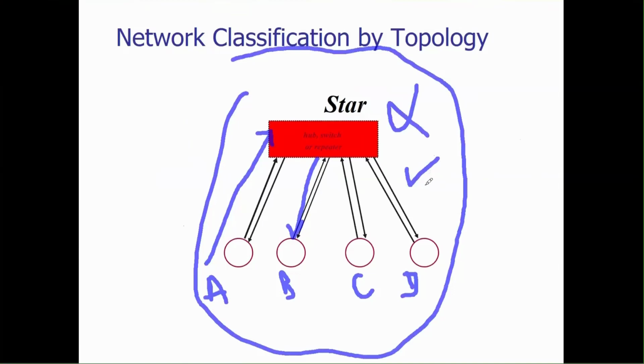The whole network fails. So it's very centralized. It's all depending on this star. You know, like the router in your house. If you turn it off, all the computers are gone, you know?